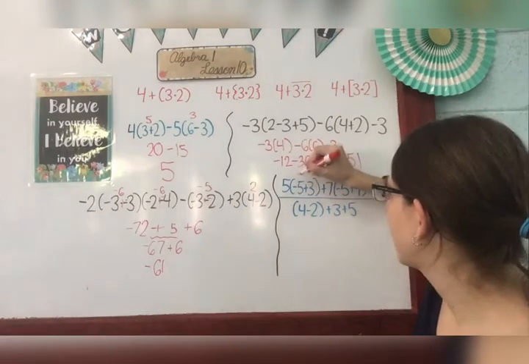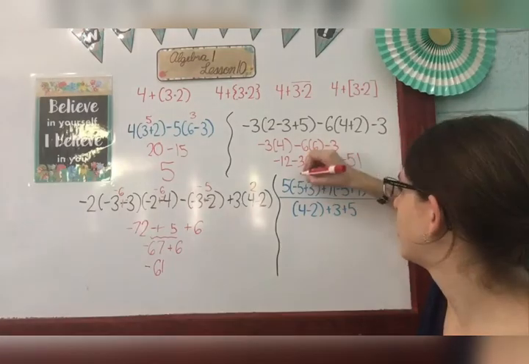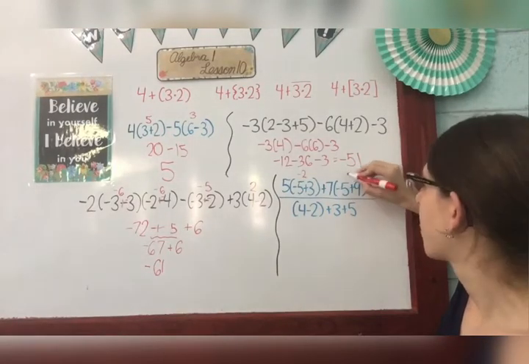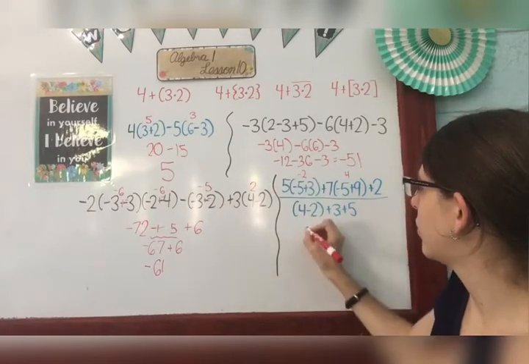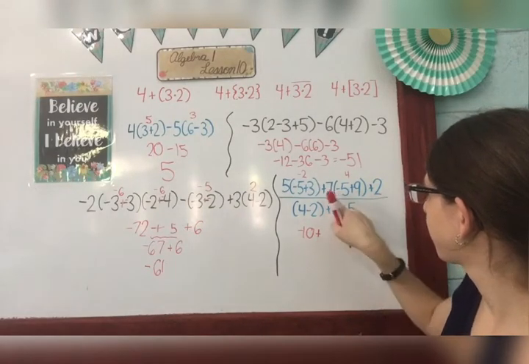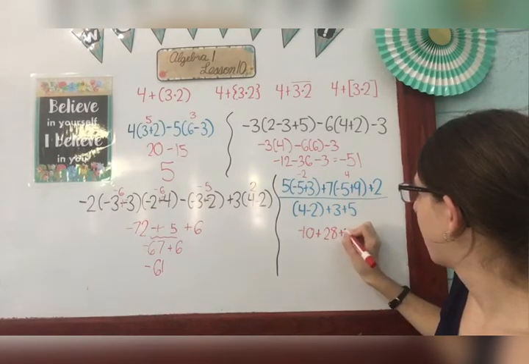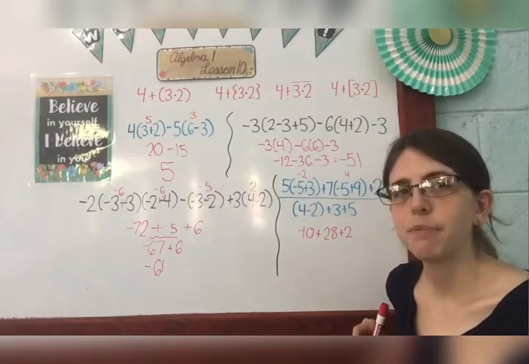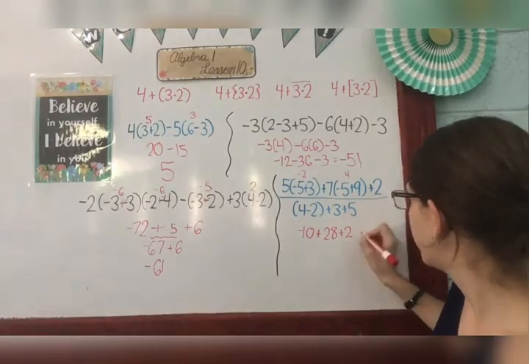Well, I know that -5 plus 3 is -2. -5 plus 9, +4. So my numerator is going to be 5 times -2 is -10, good, plus 7 times 4 is 28, plus 2. Now really quickly, I'm going to just simplify all of this. -10 plus, excuse me, 28 is +18, plus 2 is 20.